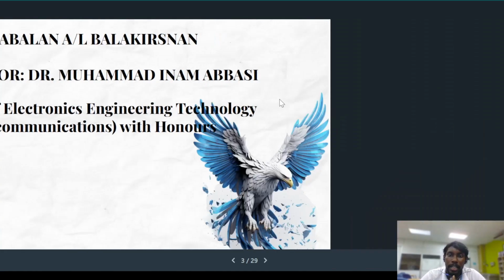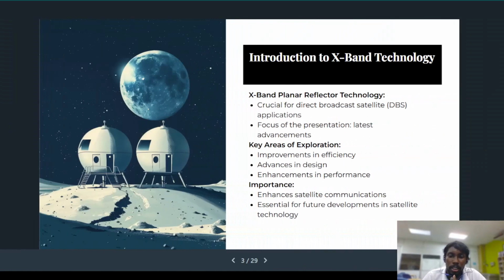So moving on to my introduction. Expand planar reflector technology plays a crucial role in direct broadcast satellite application. This presentation will explore the latest advancement in this field, highlighting improvements in efficiency, design, and performance that enhance satellite communication. Understanding this advancement is essential for future developments in satellite technology.